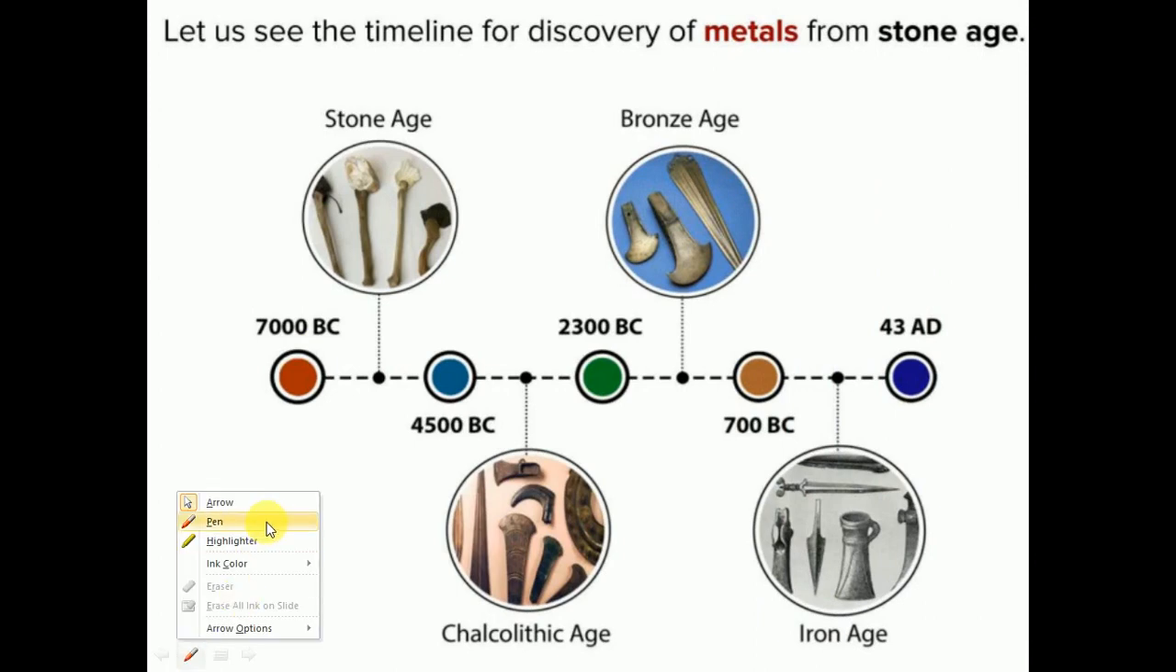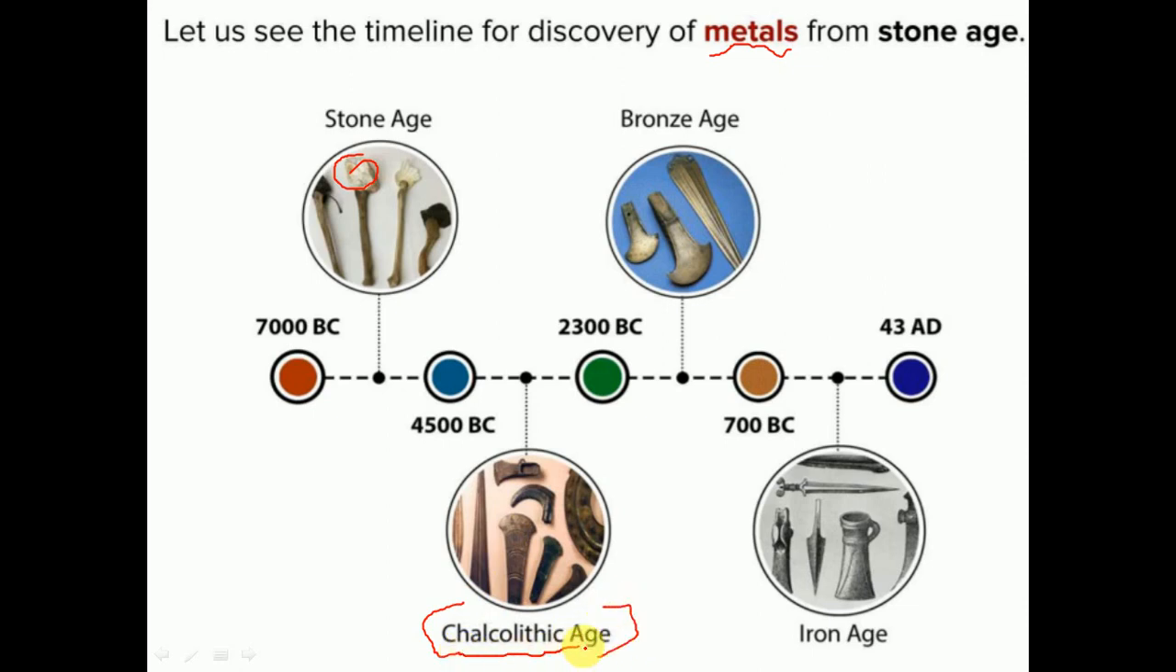So here is a timeline given about the metals, how metals came into use, how we have been using the metals. First of all, it was the time of Stone Age. People were using stones as weapons. Then the period began called Chalcolithic Age. What is this Chalcolithic Age?